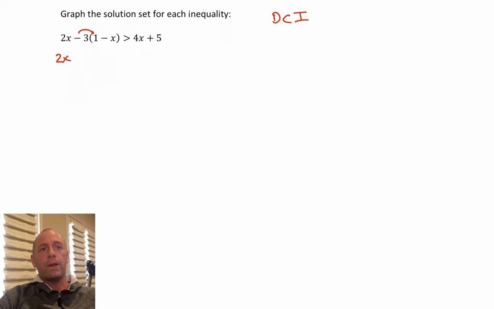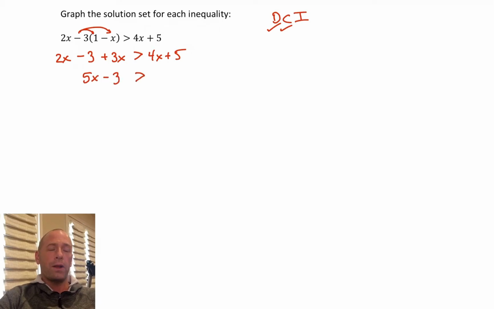So I'm going to start by distributing that negative 3 into the 1 minus x. That gives me minus 3 plus 3x. And that's going to be greater than 4x plus 5. So now that I've distributed, I can combine my like terms. I've got 5x subtract 3 is greater than 4x plus 5.